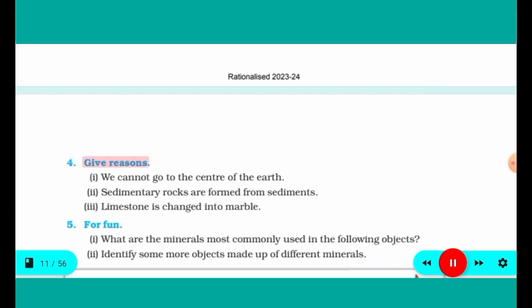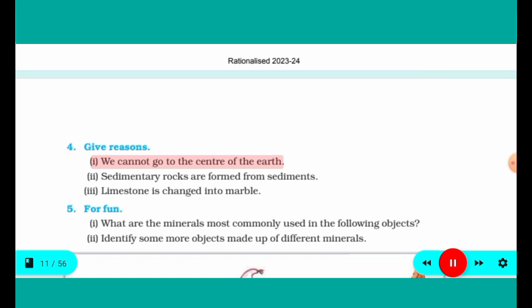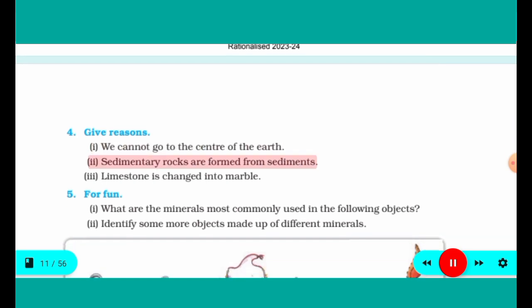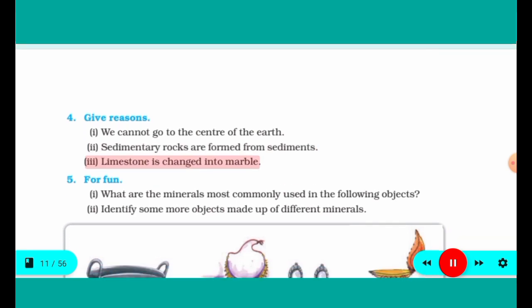4. Give reasons. i. We cannot go to the center of the Earth. ii. Sedimentary rocks are formed from sediments. iii. Limestone is changed into marble.